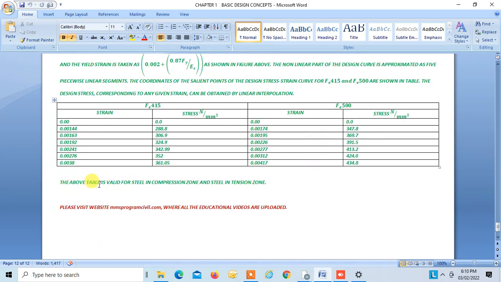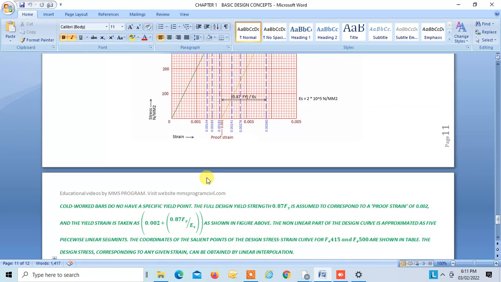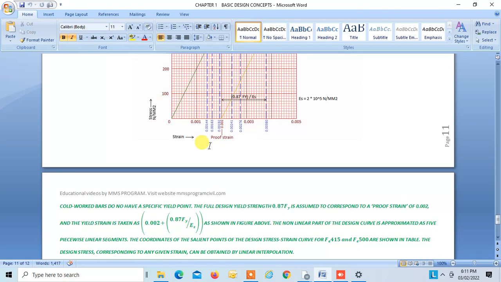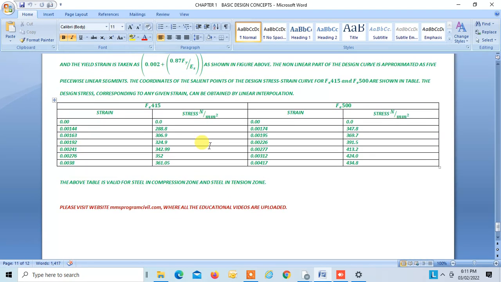The above table is valid for steel in compression zone and steel in tension zone. This table is valid for both compression steel and tension steel, right? And this design curve is also valid for both, that is steel in tension and steel in compression. So this video is very important. It is very necessary for all the students to understand these fundamentals thoroughly.